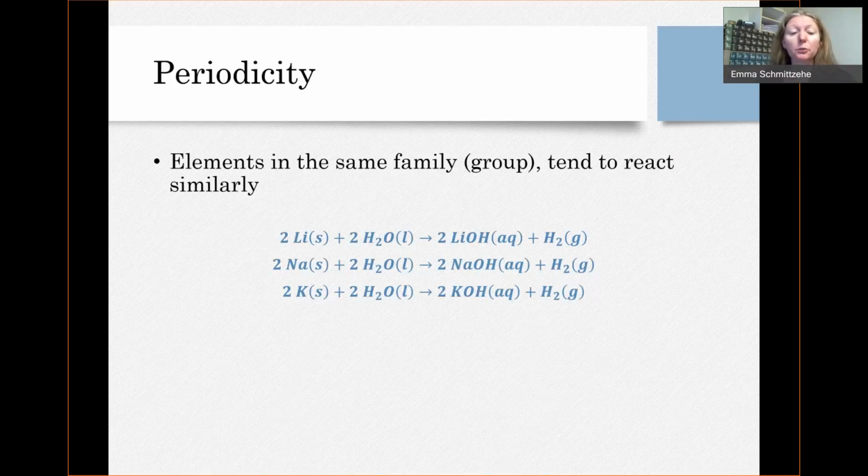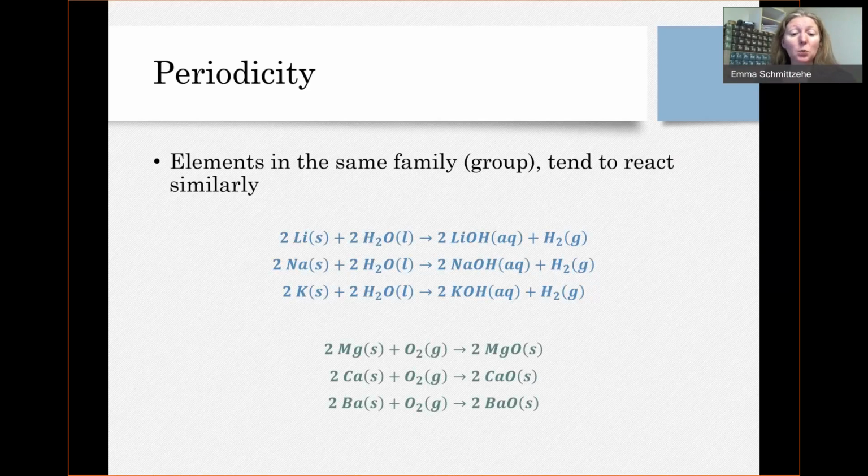So another example, if you have group two metals, they are going to react with oxygen gas to form oxides. So it doesn't matter which group two metal you're talking about. I can just give you some common ones here: magnesium, calcium, and barium. Each one of those would react with oxygen gas to form their oxide. So magnesium with oxygen gas forms magnesium oxide. Calcium with oxygen gas forms calcium oxide, and barium with oxygen gas forms barium oxide.